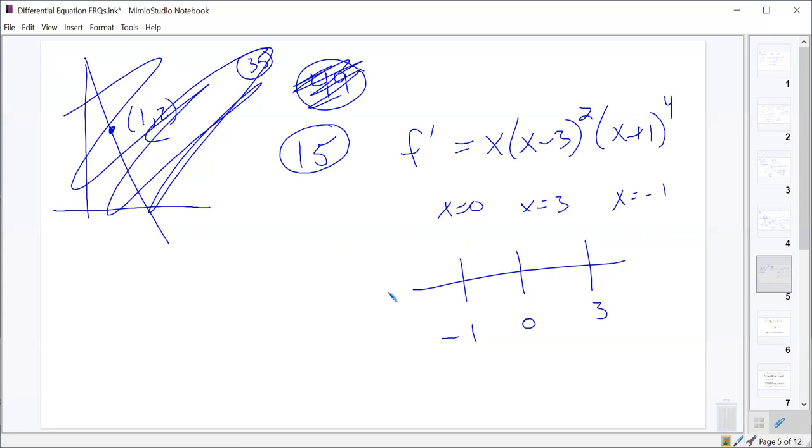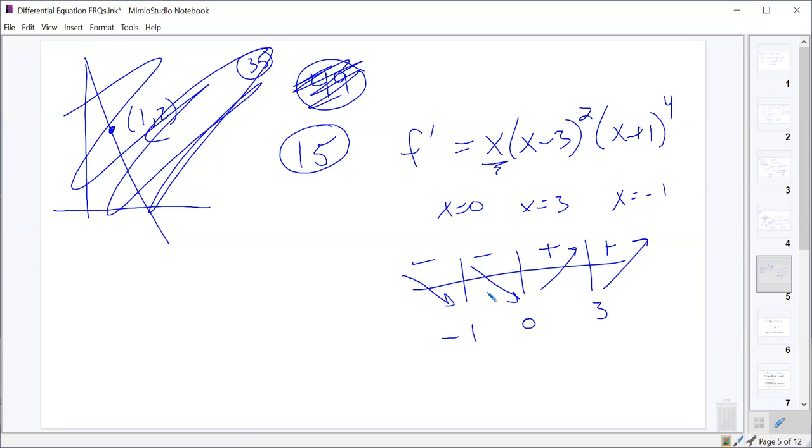So plug in like -2, you get a negative times a positive times a positive. In fact, these terms, x minus 3 squared and x plus 1 to the 4th, are going to be positive no matter what x value I plug in. So really, all I need to look at for my sign chart is just this x, because all the rest of this junk is positive. So plug in -2, I get a negative, decreasing. Plug in something still negative, still decreasing. Plug in something positive, it starts increasing. Plug in something else positive, continues increasing. So we just have the one value, which tells us that it's choice B.